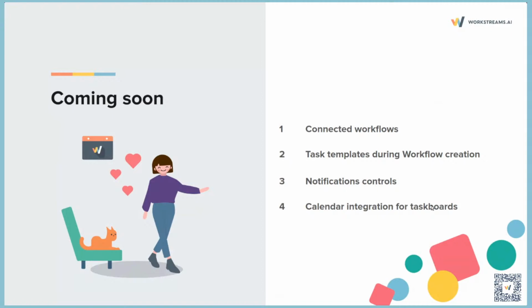Calendar integration for task boards. This is currently in alpha and heading to a beta tier probably within a couple of weeks. This has been requested quite often, and if you have your calendar integration for my tasks, this will work in a very similar way, but on a shared team level, so that you will be able to see one given task board in one calendar, potentially multiple task boards in one calendar too.